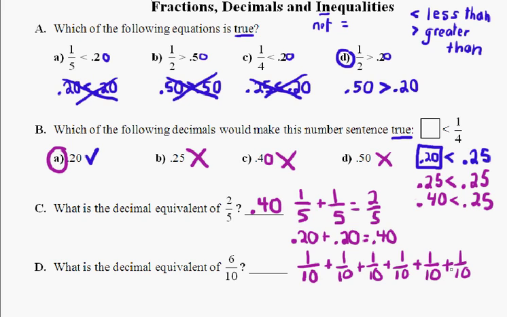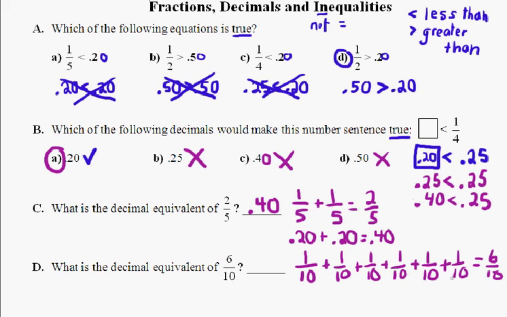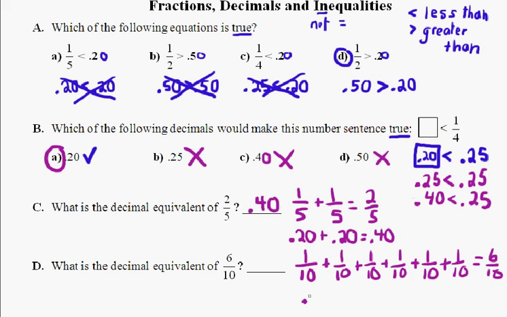1/10 plus 1/10 plus 1/10 plus 1/10 plus 1/10 plus 1/10 equals 6/10. So that means 0.1 plus 0.1 plus 0.1 plus 0.1 plus 0.1 plus 0.1 equals, well, that's 0.1 six times. That's simply 0.6. So 6/10 as a decimal is 0.6.